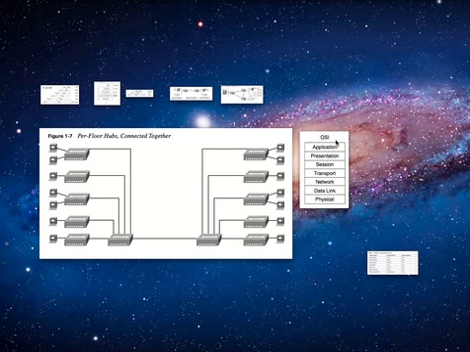I don't know what OSI stands for, it's just OSI. Anyway, physical. So this guy wants to send a message to, I don't know, some guy over here. Well, let's go with this guy. He's going to send a message over here, so he's going to start at the physical layer.